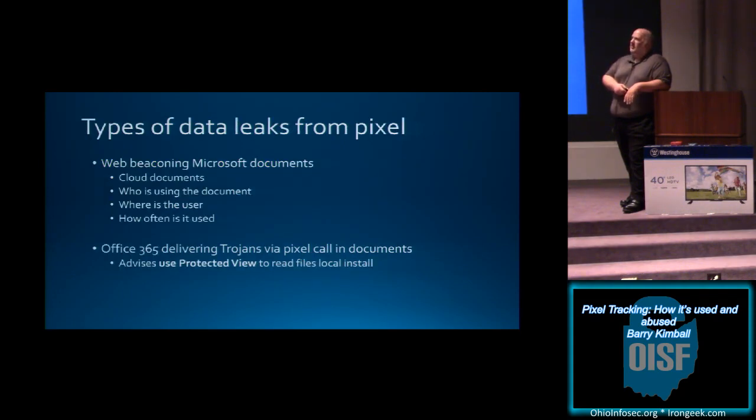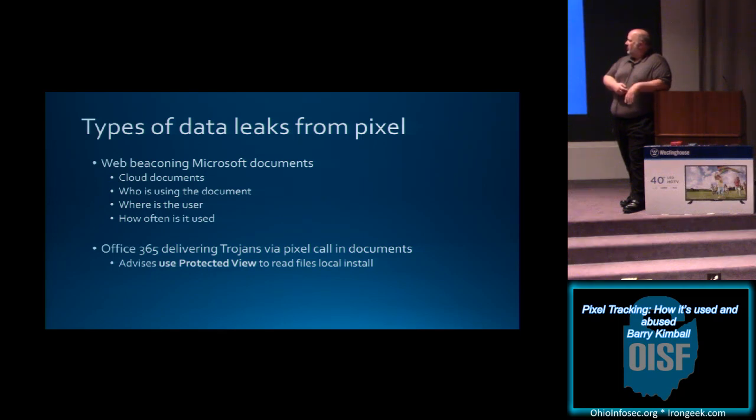Up till about a year and a half ago, Microsoft didn't really care too much, despite people complaining for over a decade. But in the last couple of years, they've started taking pixels in their documents a little bit more seriously. For example, it's not as easy to place anymore. You need a third-party tool to inject them now, but you can still do it.